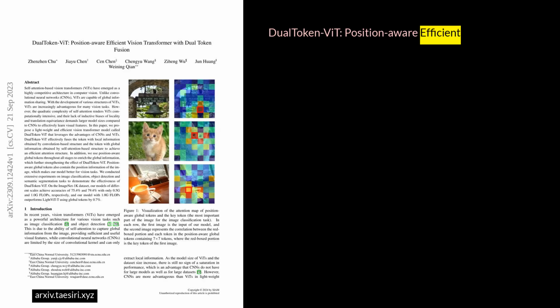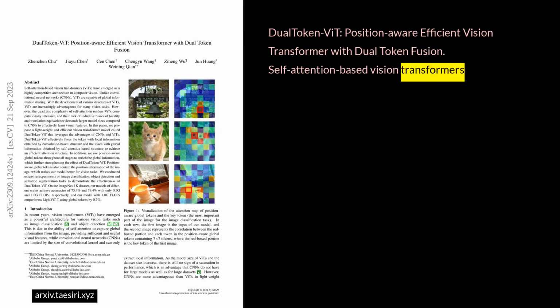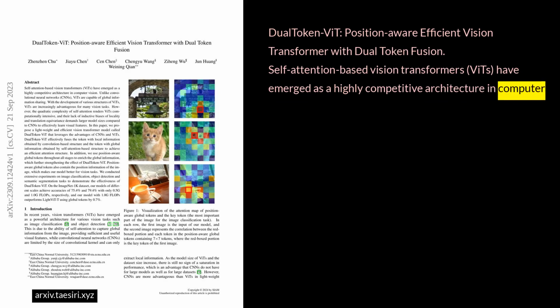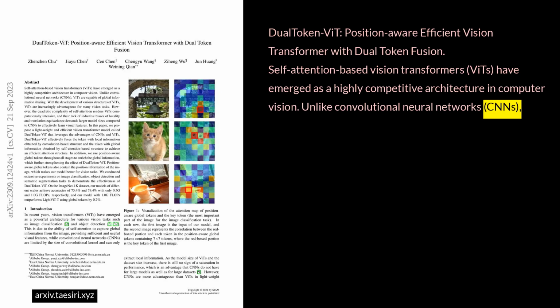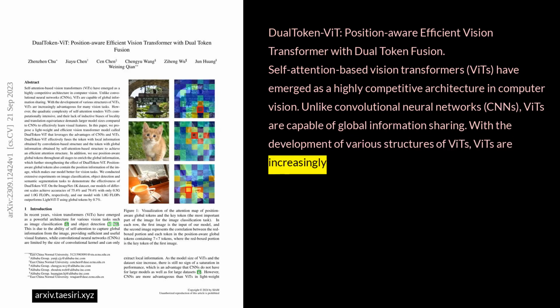DualToken-ViT: position-aware efficient vision transformer with dual token fusion. Self-attention-based vision transformers, ViTs, have emerged as a highly competitive architecture in computer vision. Unlike convolutional neural networks, CNNs, ViTs are capable of global information sharing. With the development of various structures, ViTs are increasingly advantageous for many vision tasks.